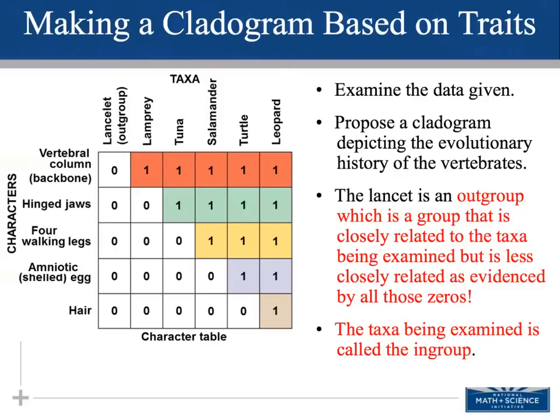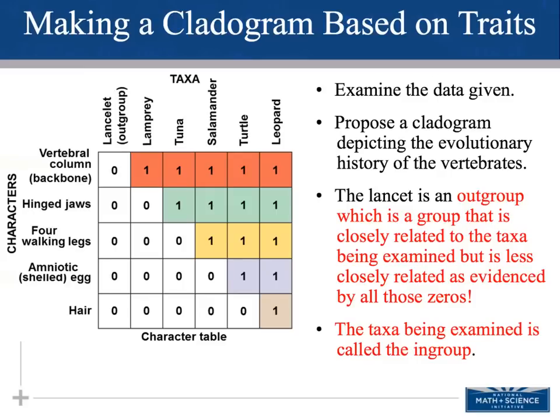So if they have those things, they get a 1. If they don't have those things, they get a 0. So as you can see, our lancet is a very primitive organism. It doesn't have any of the structures we're looking at, whereas our leopard would be our most derived organism because it has all of them. It has evolved all of these things.